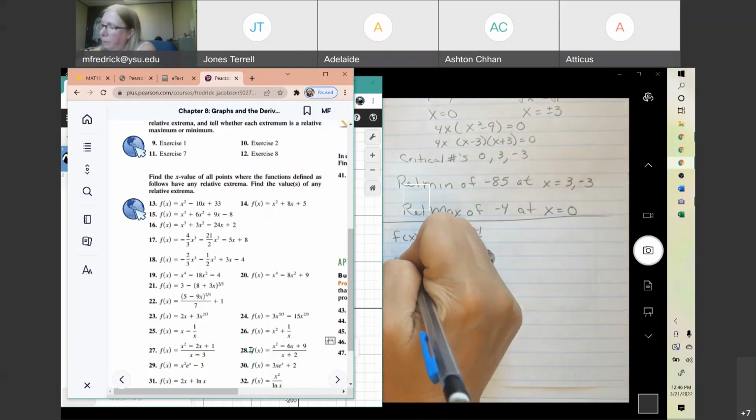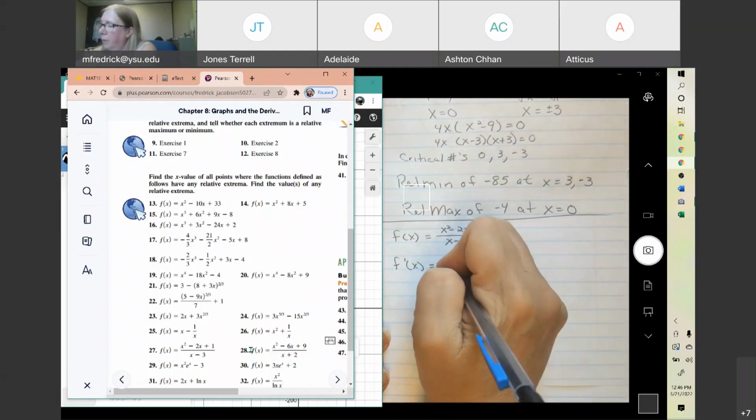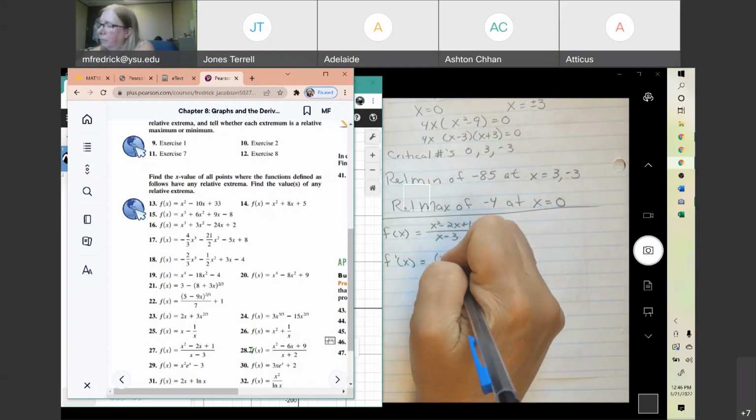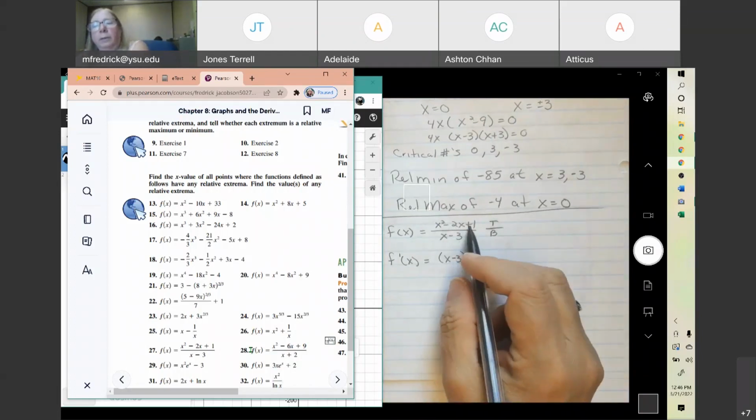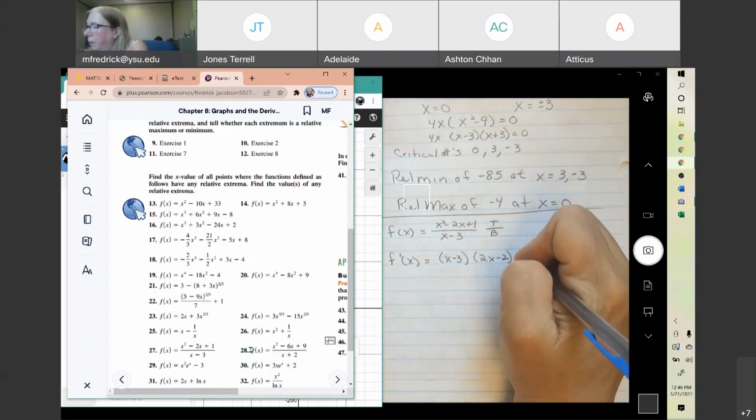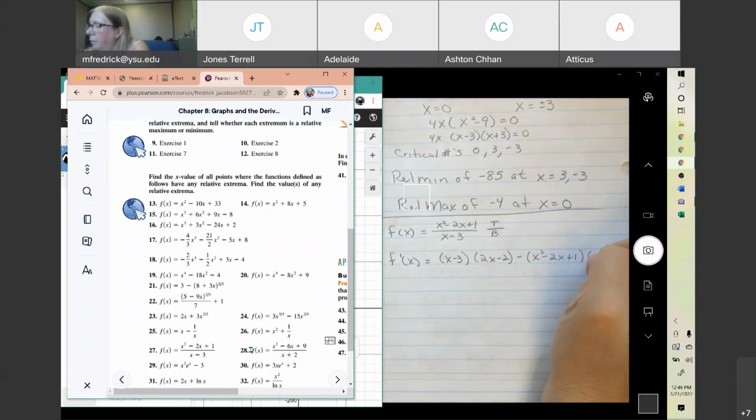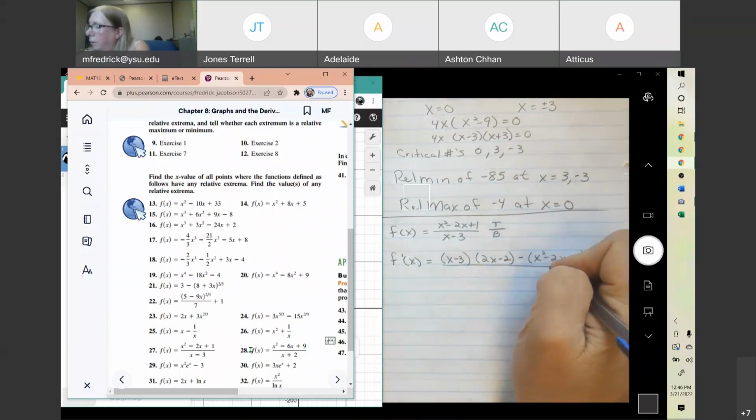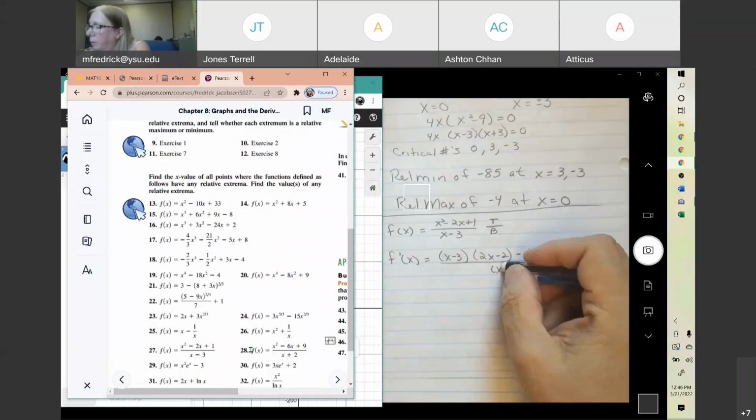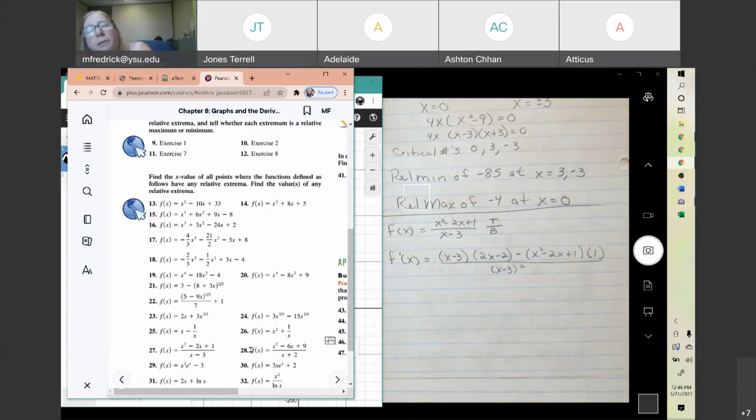So to find our critical numbers, top, bottom. So it's the bottom. And then take the derivative of the top. 2x minus 2 minus the top times the derivative of the bottom, which is just 1, all over the bottom squared. Any questions on taking the derivative?